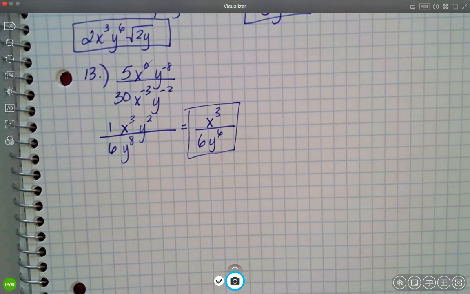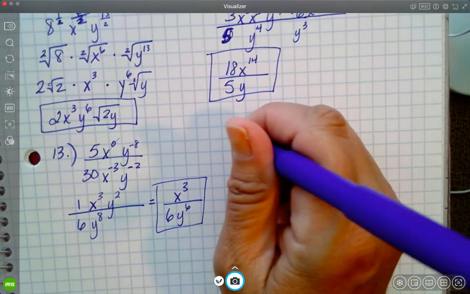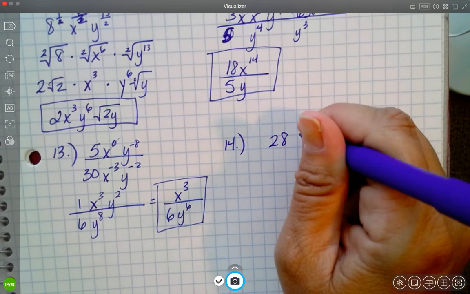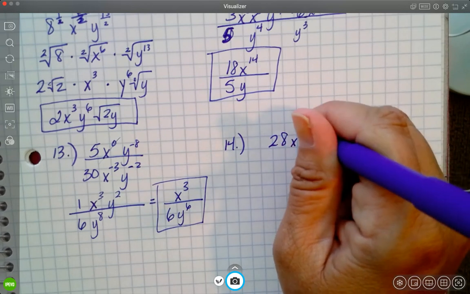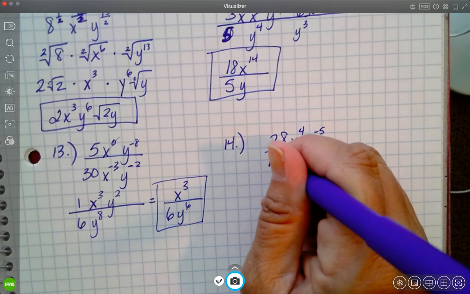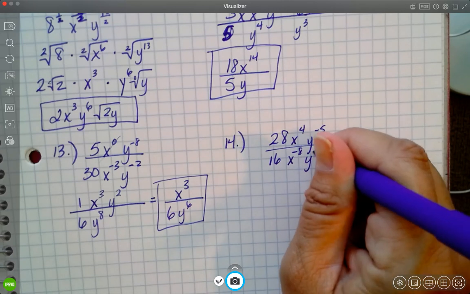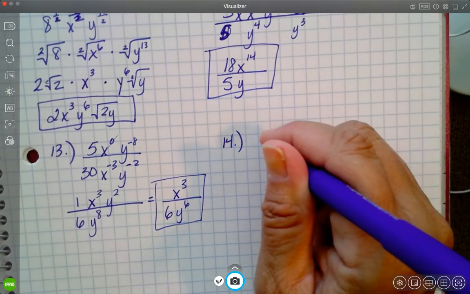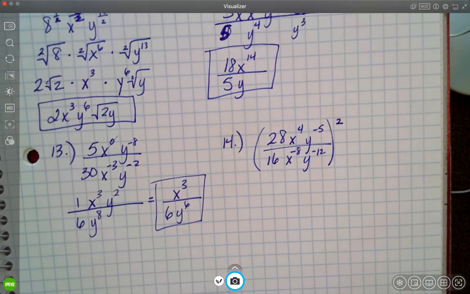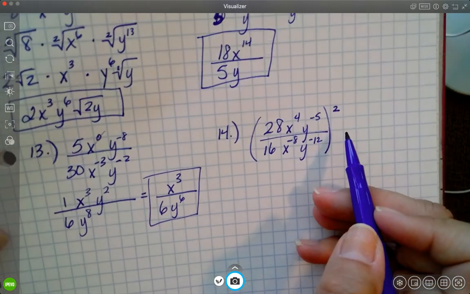All right. This last one was really hard to read, I think, on the paper that I showed you before. So 28x to the 4th, y to the negative 5 over 16x to the negative 8, y to the negative 12. And then this whole thing is taken to the second power. So I think what I'll do is just simplify inside, and then I'll apply this later.